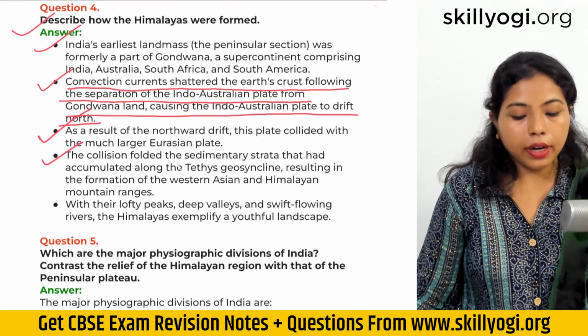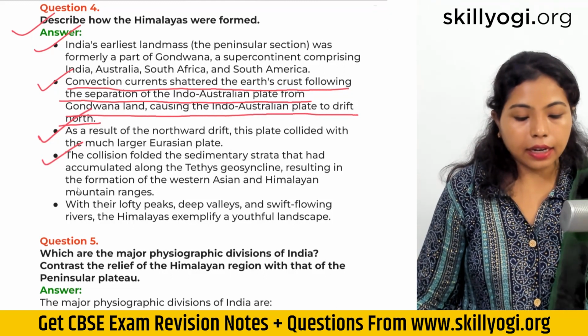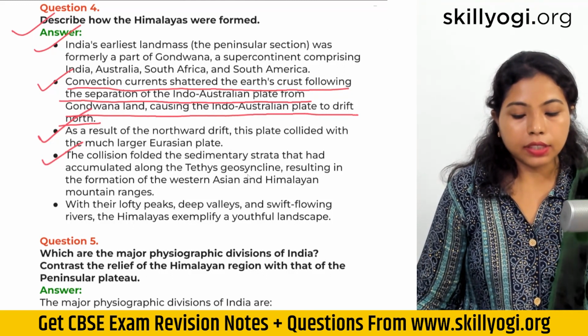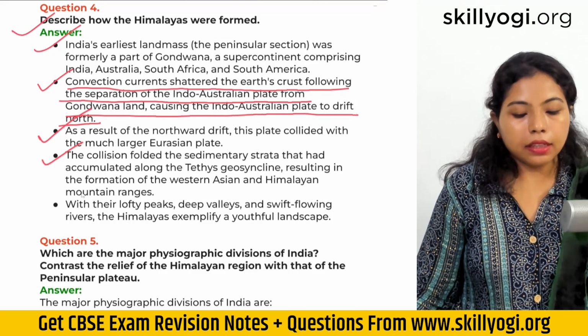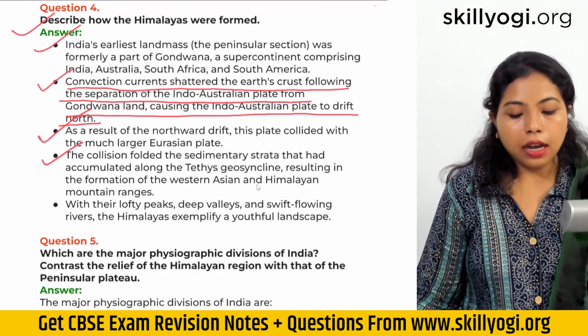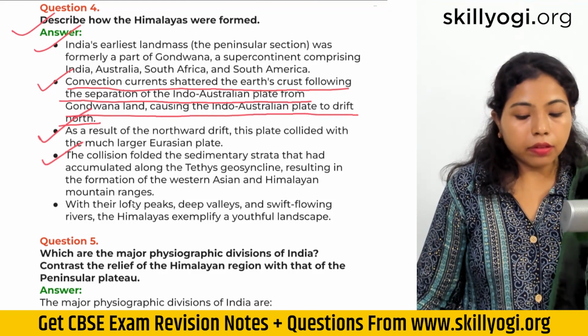The collision folded the sedimentary strata that had accumulated along the Tethys geosyncline, resulting in the formation of the Western Asian and Himalayan mountain ranges.